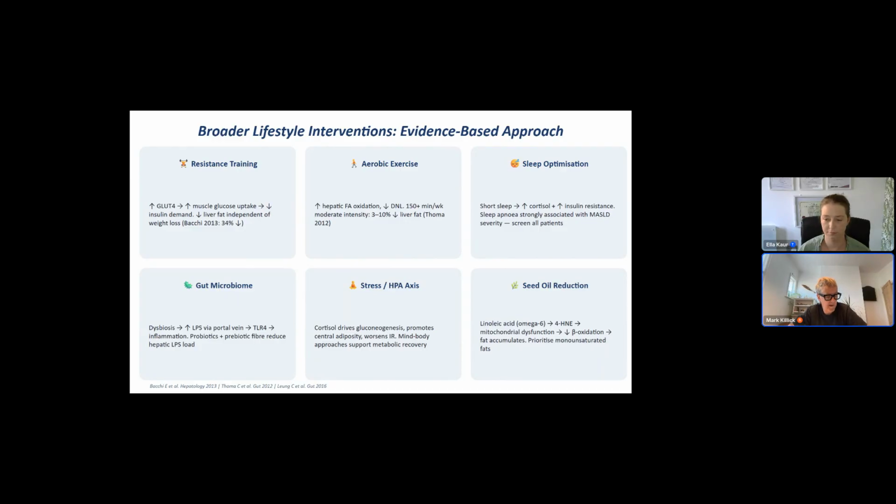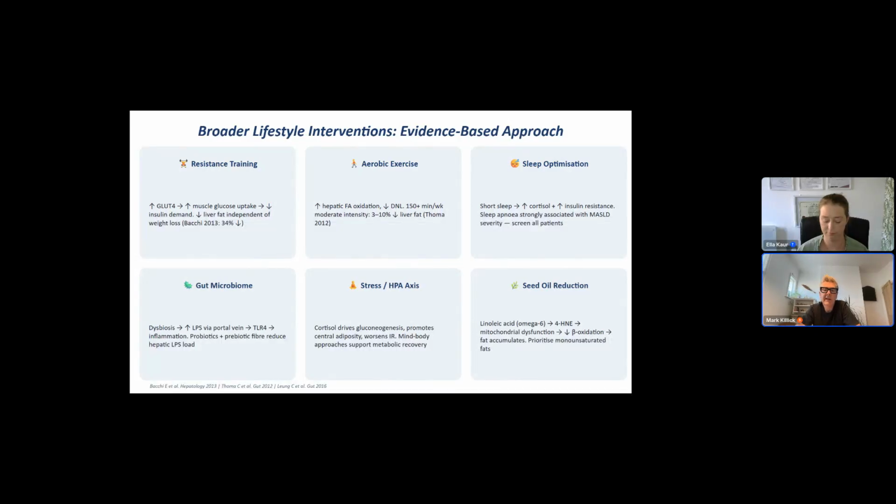Sleep, underappreciated. Short sleep elevates cortisol and ghrelin, drives carbohydrate cravings, and worsens insulin resistance. So this is where you might see a correlation between sleep apnea in your patients that are suffering with fatty liver. It's very common in this particular population. So this is where, doing your work on your consultations, you can ask these questions as to what's happening with the client itself.